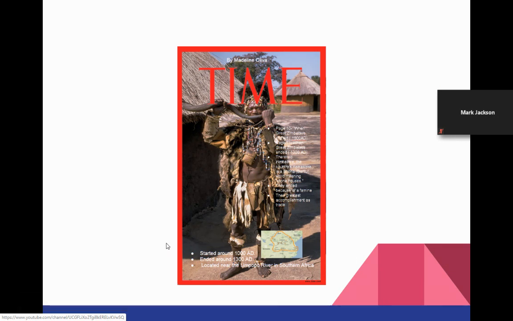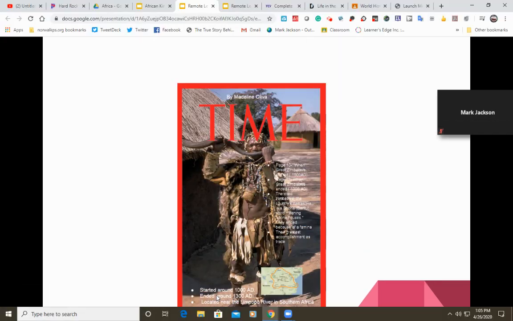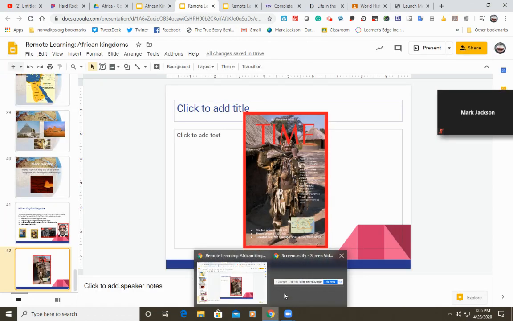So again, it doesn't have to be crazy, but be creative. You're going to use the Google Drawing template that I provided for you, or if you want to use some other template format, be my guest. With Google Drawing, a lot of people found it easier just to embed things. If you have any questions, you could email me. Otherwise, that is it. Hopefully you enjoyed today's lesson on African kingdoms.